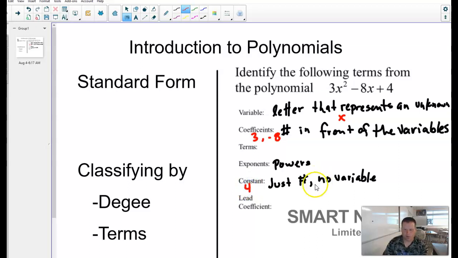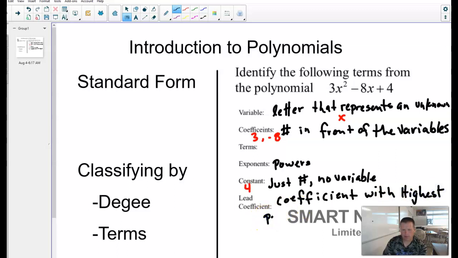And then one other terminology here is my lead coefficient. Since coefficients are the numbers in front of the variables, the lead coefficient is going to be the coefficient, as long as you understand what a coefficient is, that'd be the first thing. So it's the coefficient with the highest power. In this case, my lead coefficient would be 3, because there's my term with the highest power, and there's my coefficient with it.